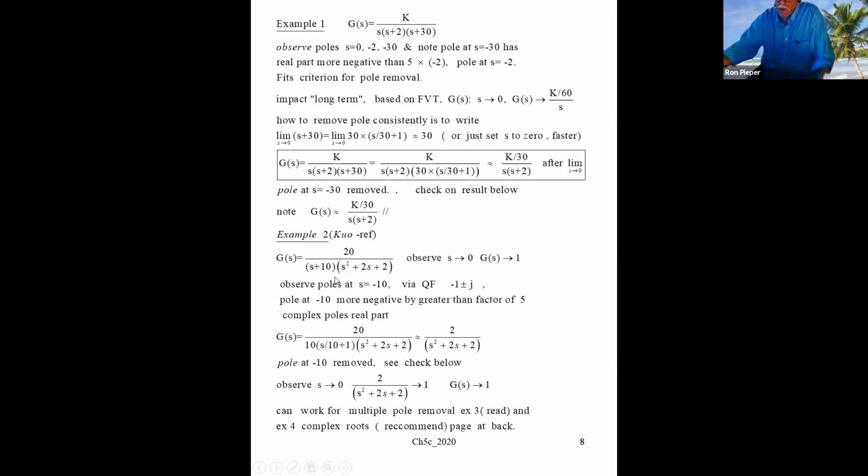All right, so we can see that the first factor would have a pole at s = -10 on the real axis. And if you did your quadratic formula arithmetic on this one, I believe it should turn out that the roots will be s = -1 plus or minus j. I'll let you check me on that. And the imaginary parts of the roots aren't what count.